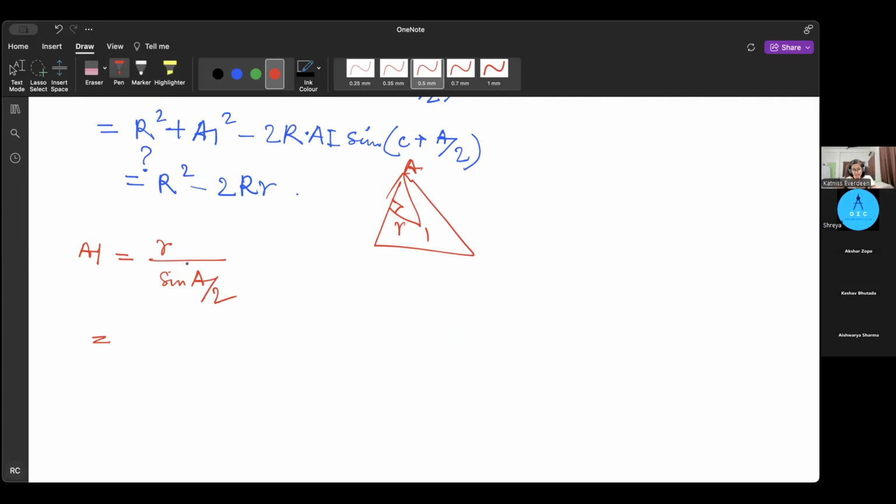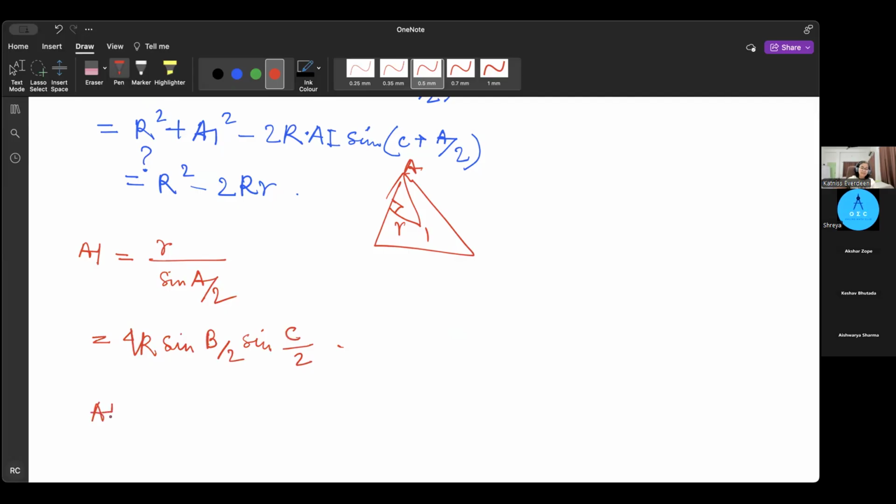Sine B by 2 and sine C by 2 don't cancel. Sine A by 2 just cancels with the denominator. So it's 4R sine B by 2 sine C by 2. So we found out AI.